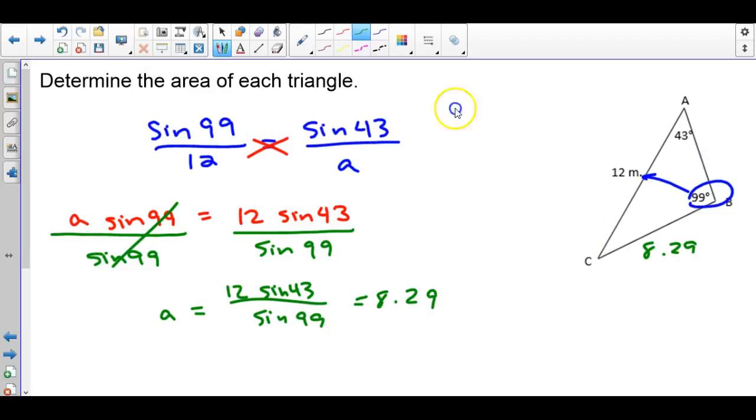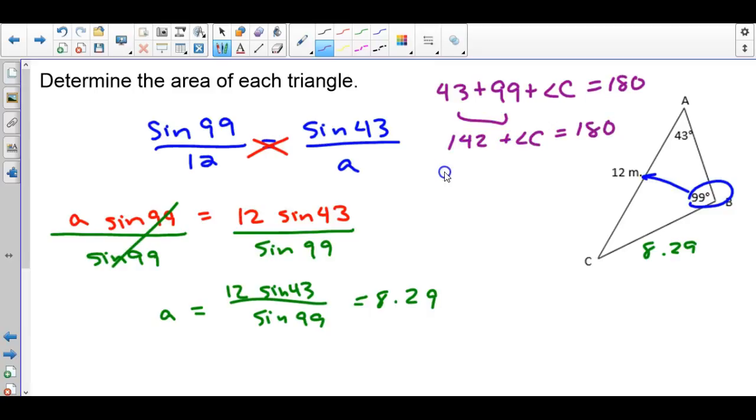So if I want to use that area formula, I'm going to really quickly figure out what angle C is. I know that 43 plus 99 plus whatever the measure of angle C is has to be 180, since those are within the triangle here. So this is going to come out to 142 plus angle C equals 180. So the measure of angle C is going to be 38 degrees.